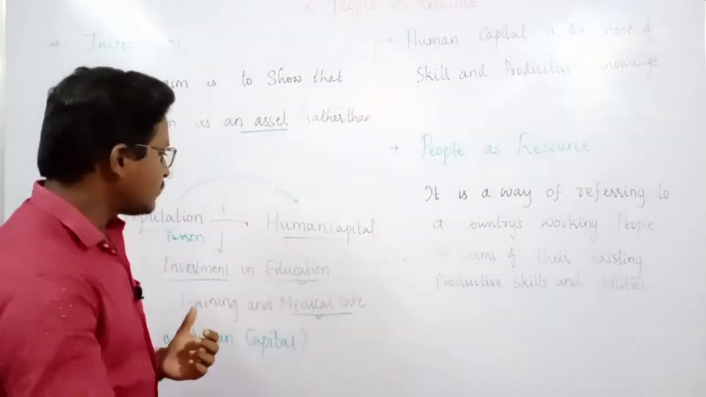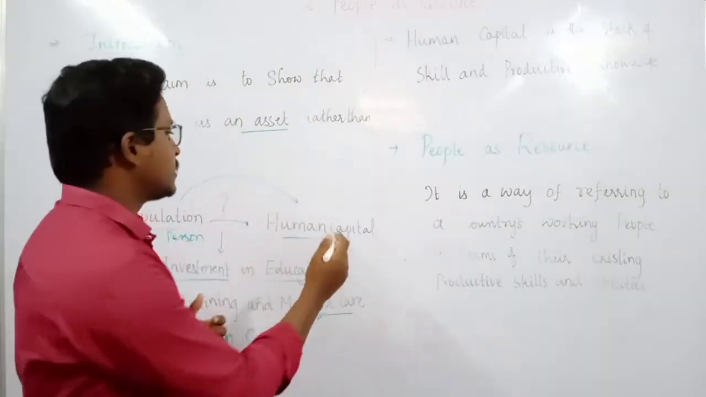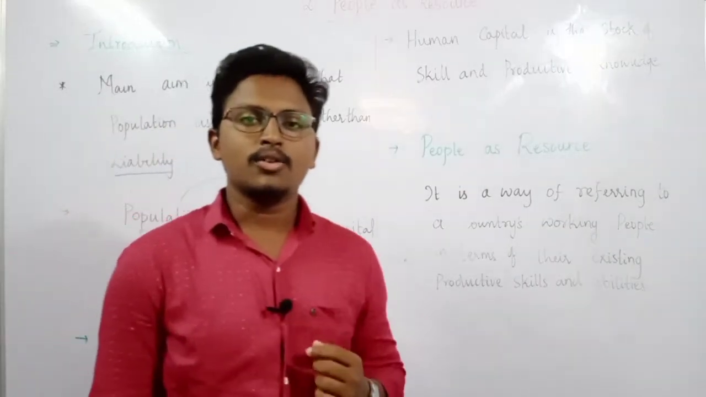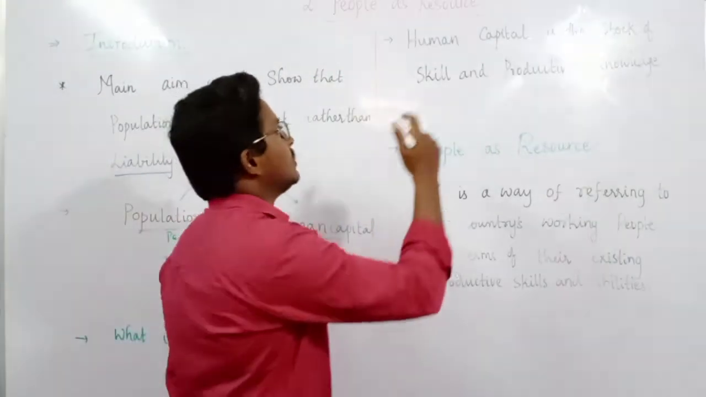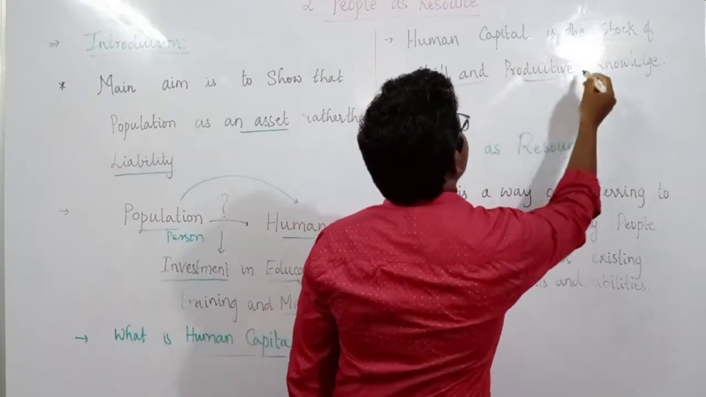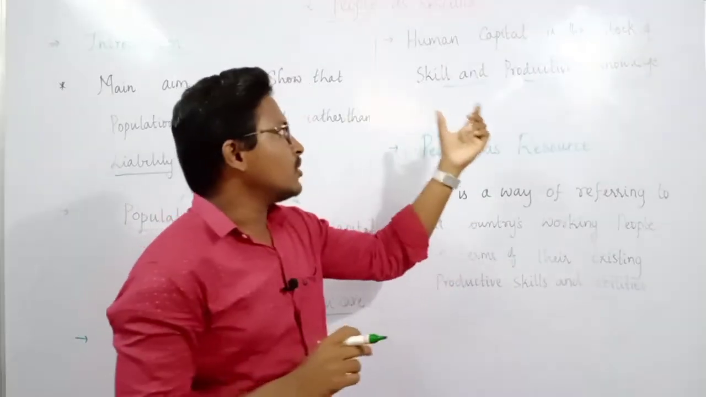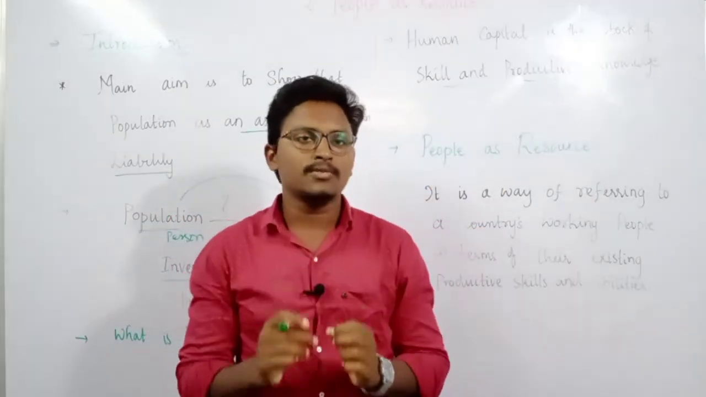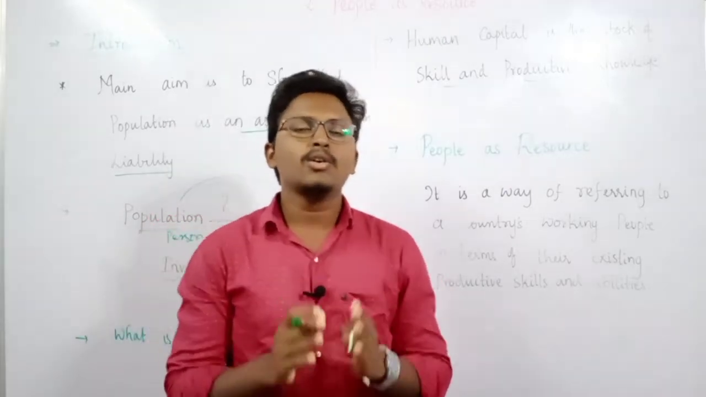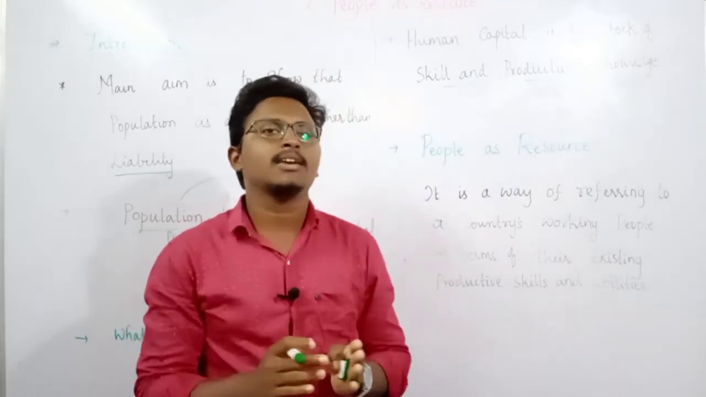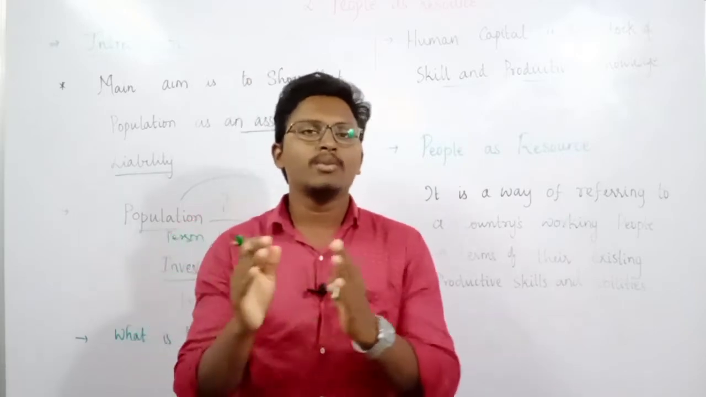So if the government or any person invests money in education as well as medical care, a normal person can be turned into human capital. Then the question arises, what is human capital? Human capital is the stock of skills and productive knowledge. That means if a person possesses some skills as well as some knowledge which is useful to society and useful to him or herself, we can call that person human capital. A person who possesses some kind of skills and some kind of productive knowledge makes a normal person into human capital.